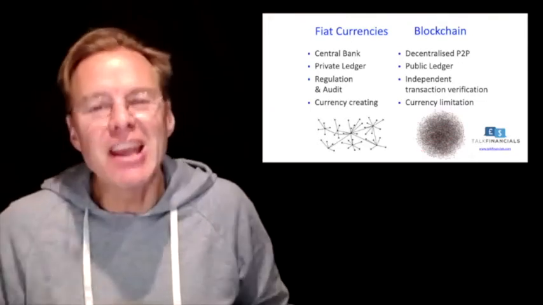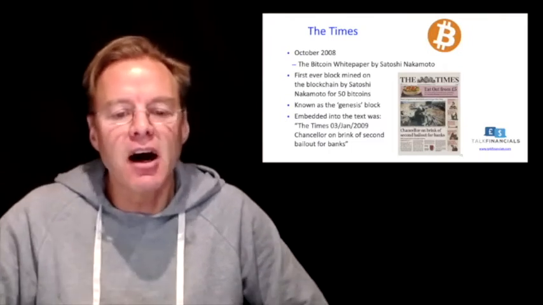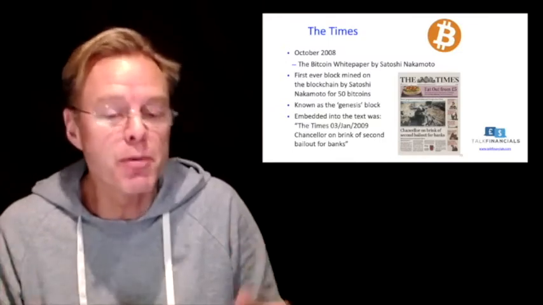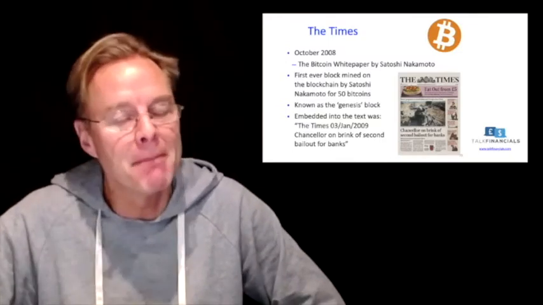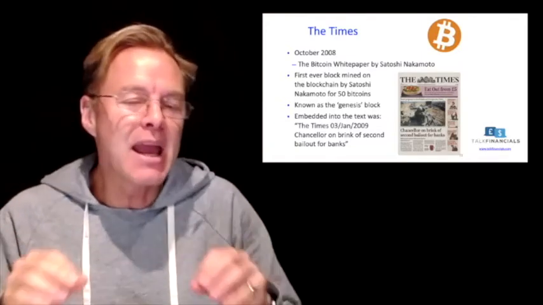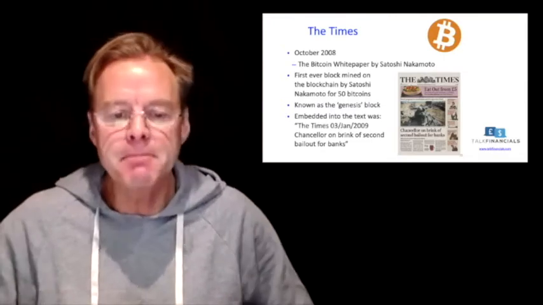So let's look at the history of Bitcoin. Bitcoin, born in about October 2008. It was a white paper written by an individual or group of individuals called Satoshi Nakamoto, who remain to this day a mysterious, unidentified individual. So nobody's actually confirmed their name.